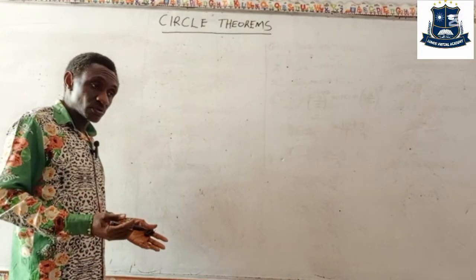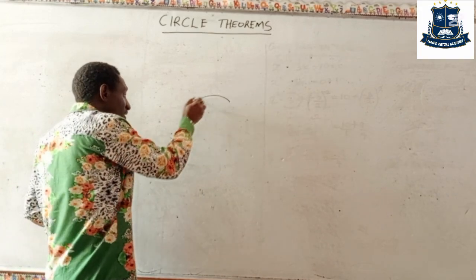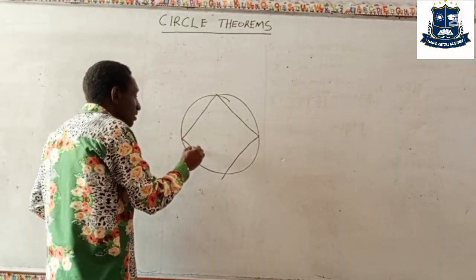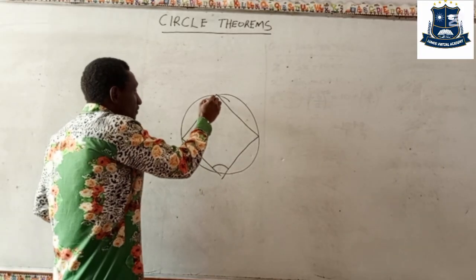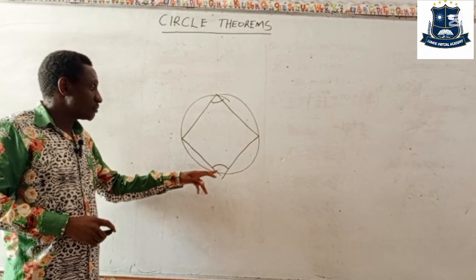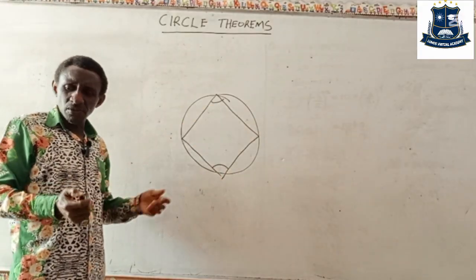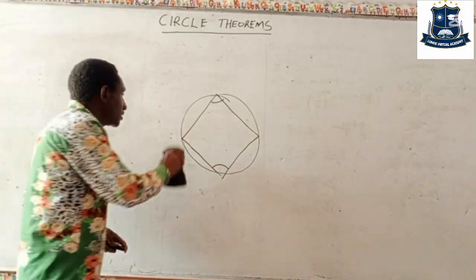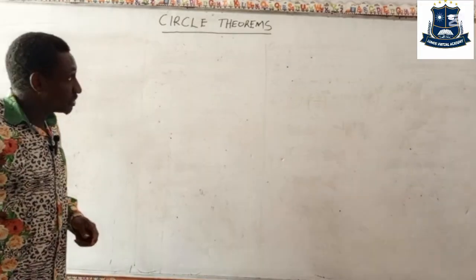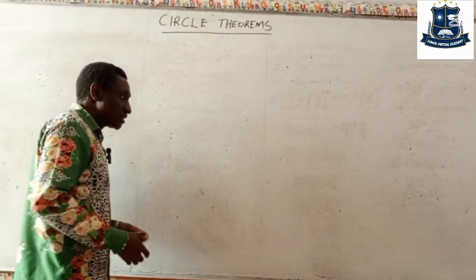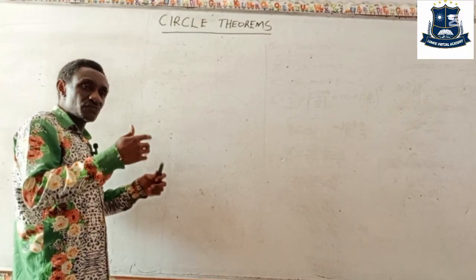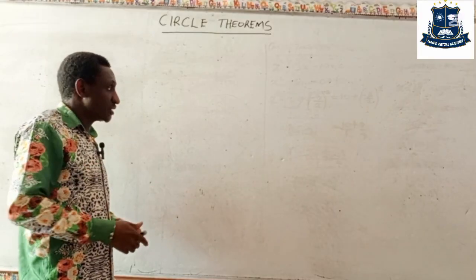Let's say you have a circle like this, and then you have something inside the circle. So you have an angle here, you have an angle here. A rule shows you the relationship between this angle and this angle, a couple of angles that are in the circle. So circle theorem is simply a set of rules or theorems that tell us the relationships between different angles and lines within a circle.